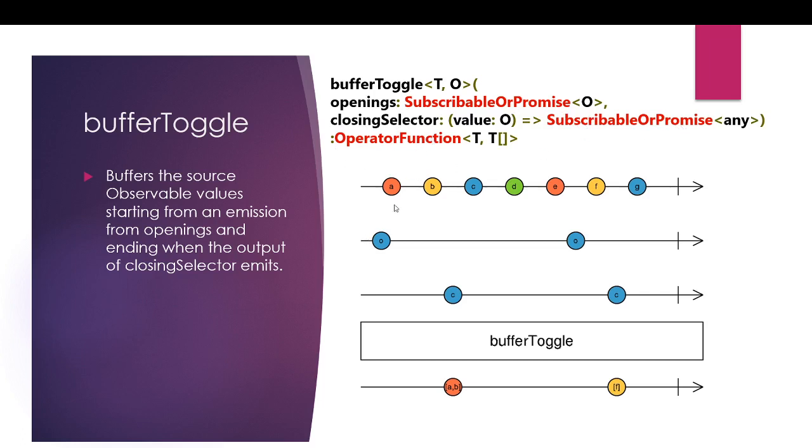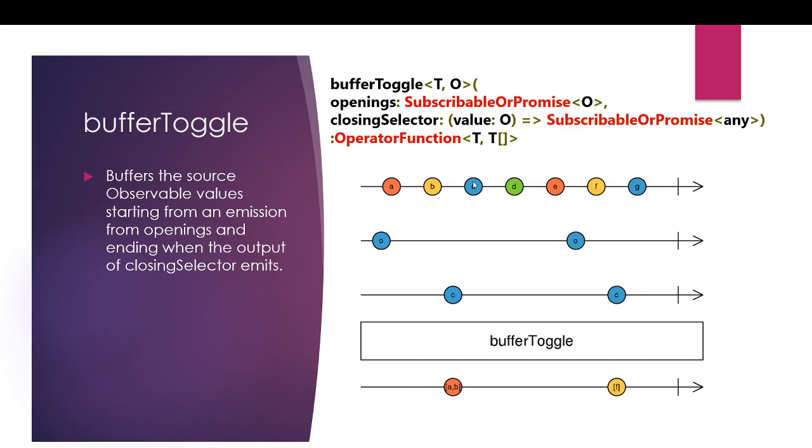If I explain it like this, this is my source observable, starting from the values a, b, c up to z. Here the opening observable has emitted the value o first, before the a. So I'm opening up my buffer and then start storing the values a and b. After b I use the closing selector, emitting a value through it. That's the reason it closes my buffer and emits that entire buffer, which contains a and b, to my result observable.